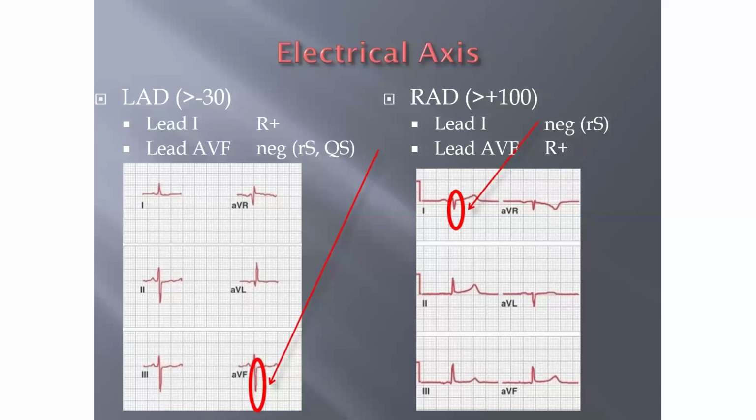In terms of left axis deviation, you look at lead 1 and lead AVF. When lead 1 is positive and lead AVF is negative, then your patient has left axis deviation. What causes left axis deviation? It is caused by emphysema, hyperkalemia, and Wolff-Parkinson-White syndrome with a right-sided accessory pathway.